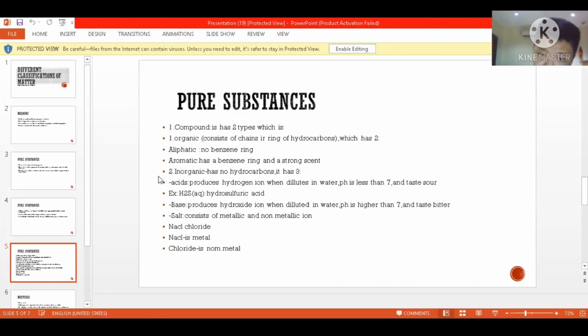It's like acids. This is the meaning. This and this. Now base is this, and salt is this.